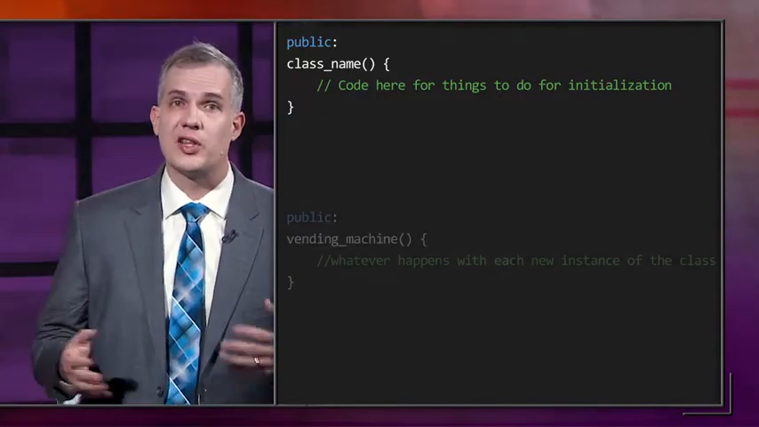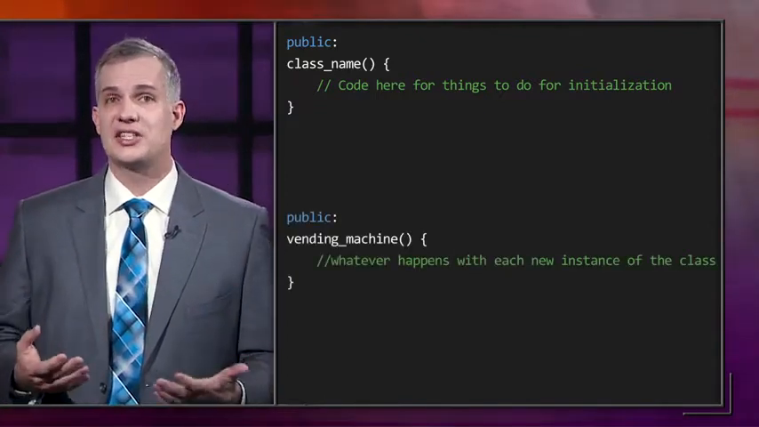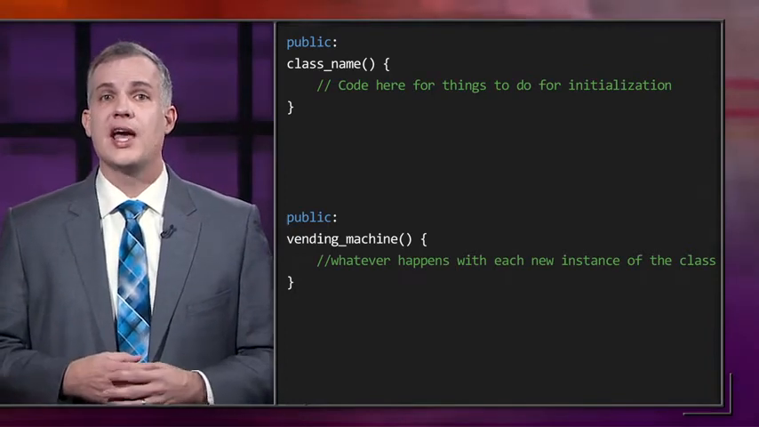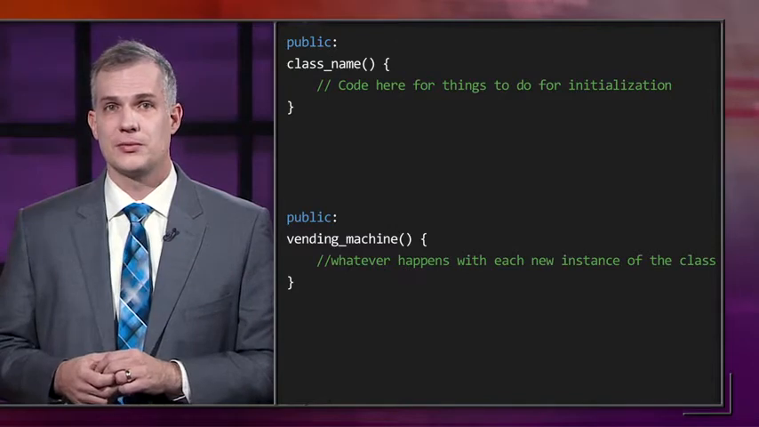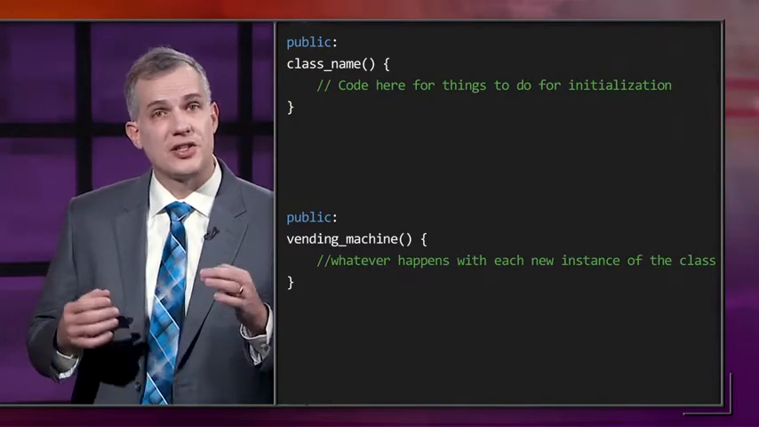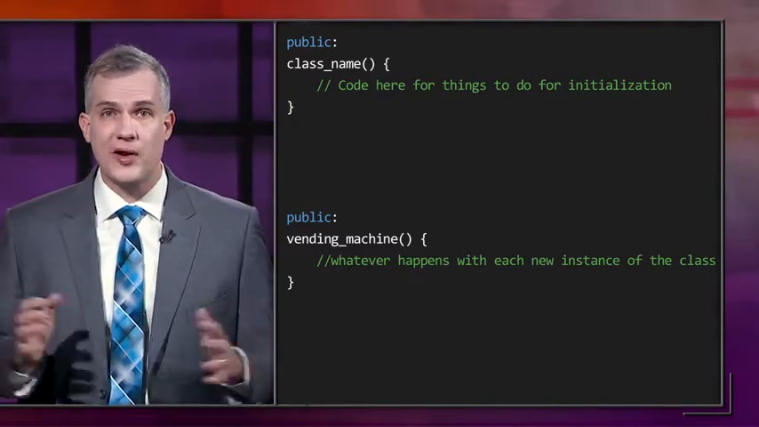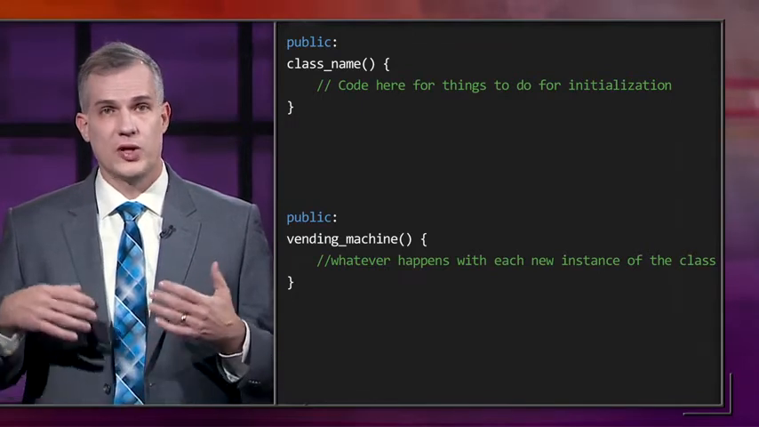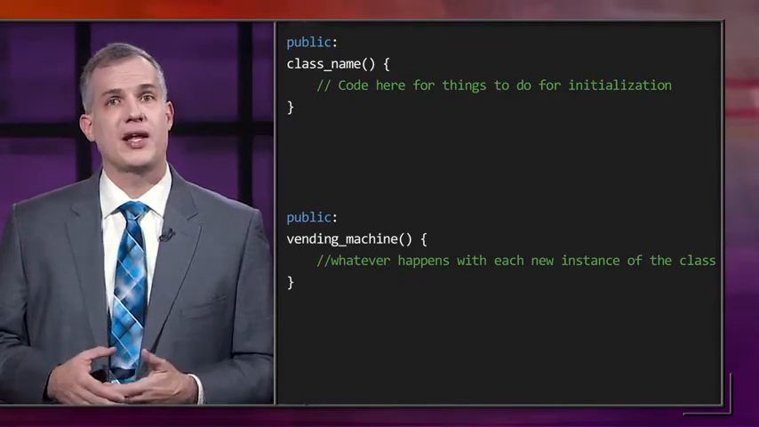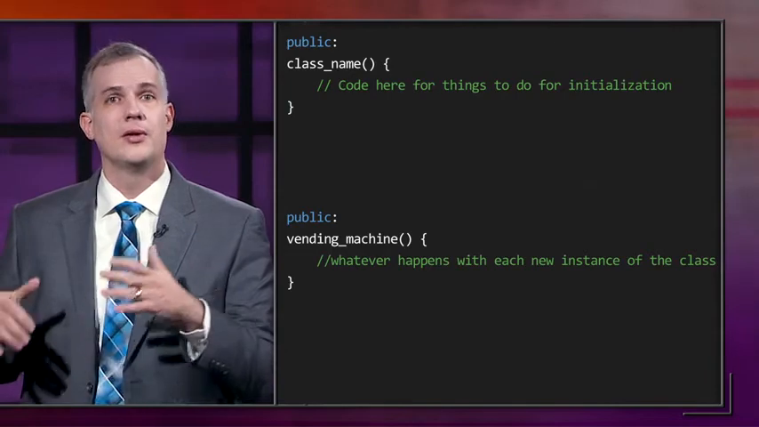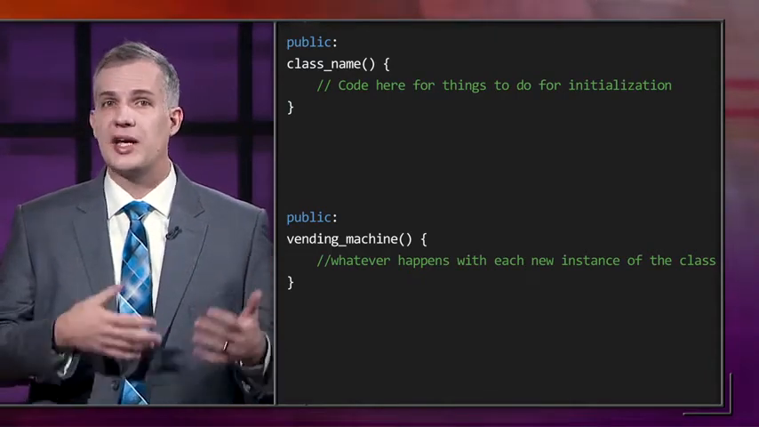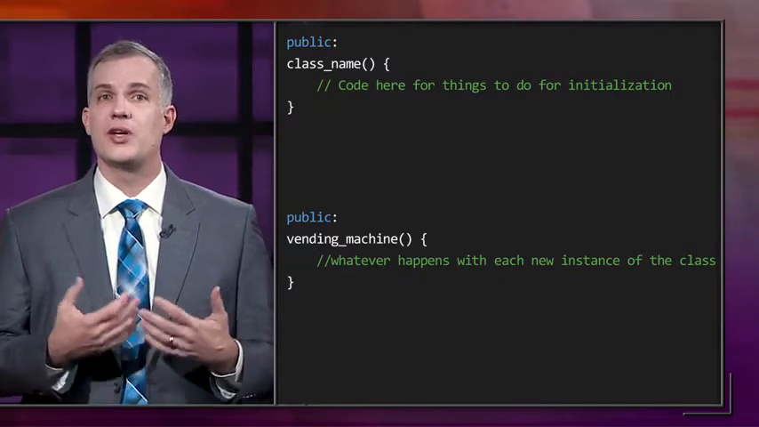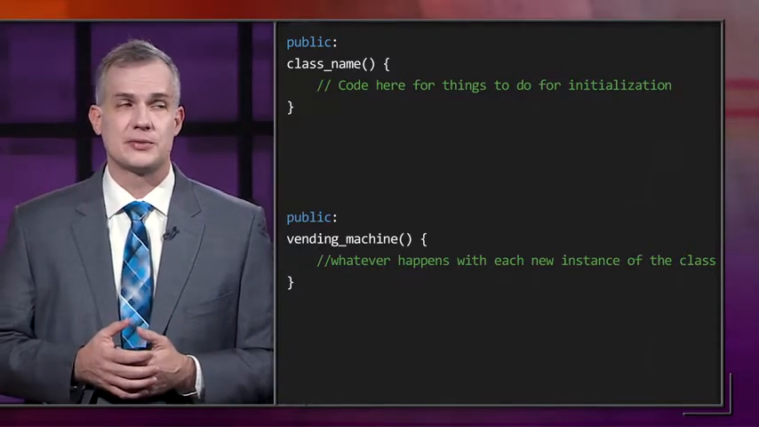So, for example, in the previous lecture, we defined a class called vending machine, and we would use that same name for our default constructor function. And the default constructor should take no parameters. So, we'll define the default constructor by writing the class name, then parentheses, then inside curly braces, we'll write whatever we want to happen each time that we create a new instance of that class.